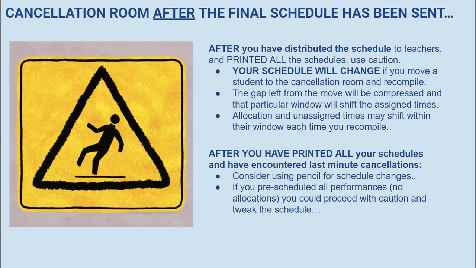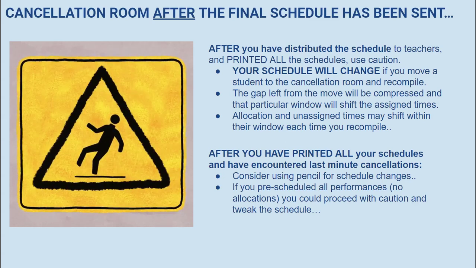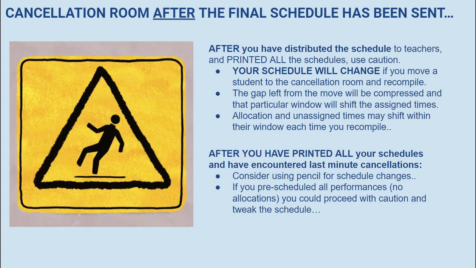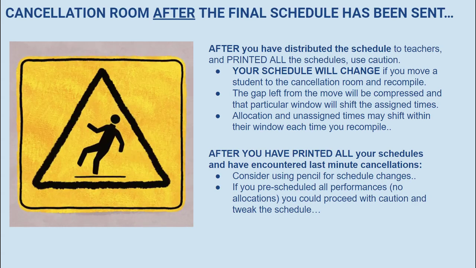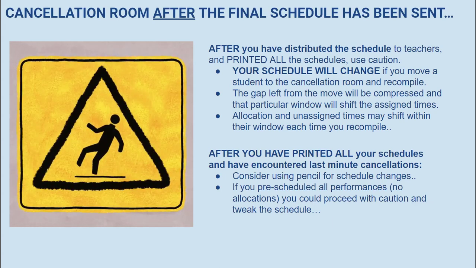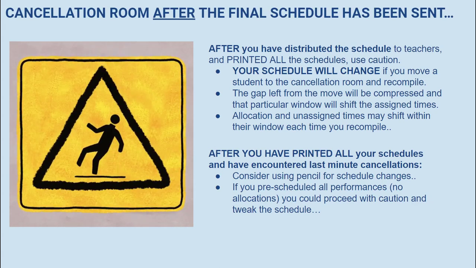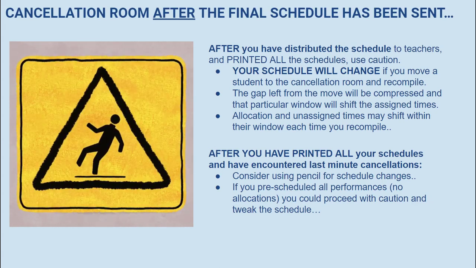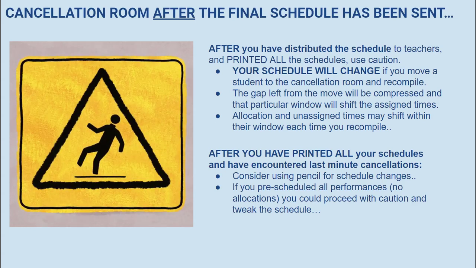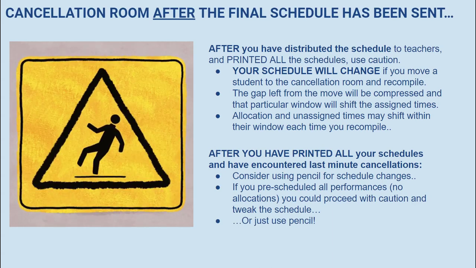For example, a 10-minute performance at 1:10 has canceled. First, note the times of all the performances starting at 2 o'clock in that window. Remove those performances from the room. Go to Setup and end the window at 1:50 and create a new window starting at 2. Replace the performances you have just moved back into the brand new 2 o'clock window with the original assigned times. You will need to recompile to update the changes. Recheck all performances to be sure nothing has changed. Or just use pencil for those last-minute changes.